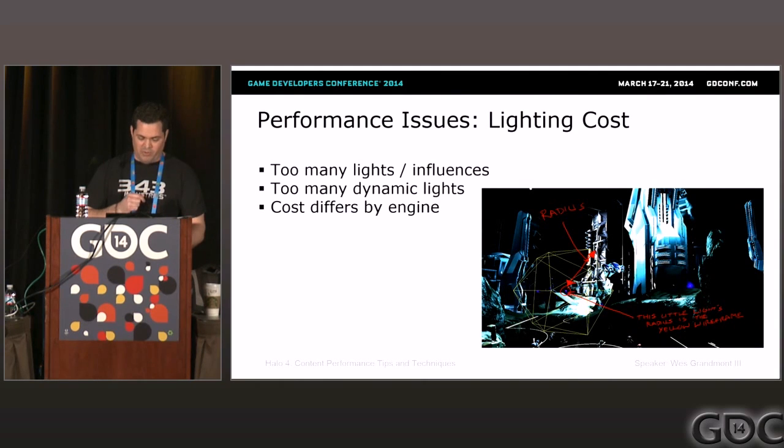Okay, another performance issue, lighting costs. Halo 4 used a deferred renderer, and so we had two types of lights. We had screen space lights, and we had dynamic lights. There were good use cases for using either one, but screen space lights were definitely the more efficient of the two.